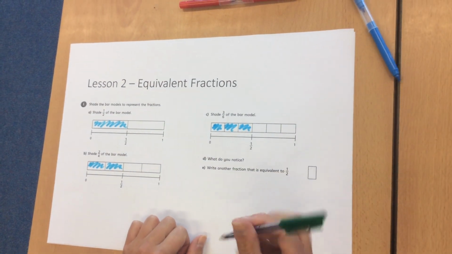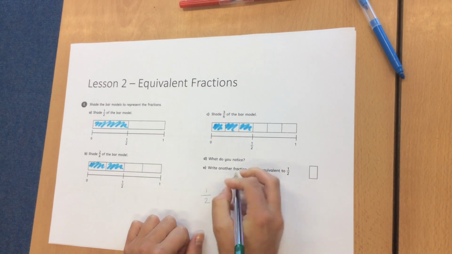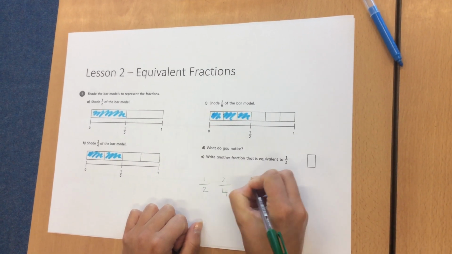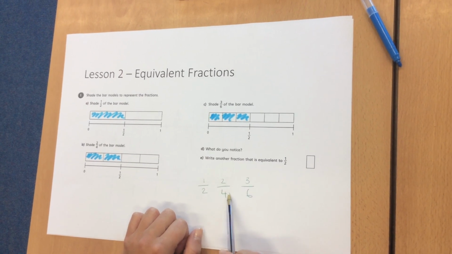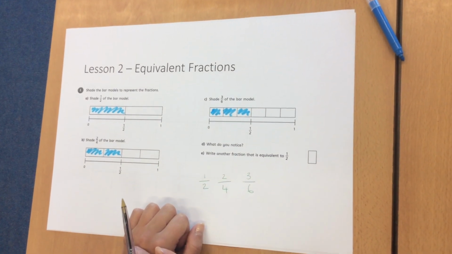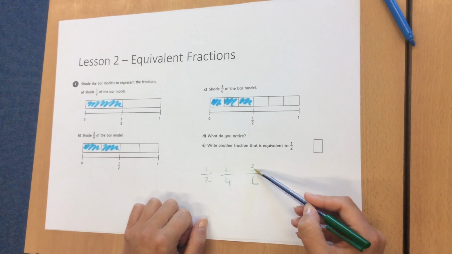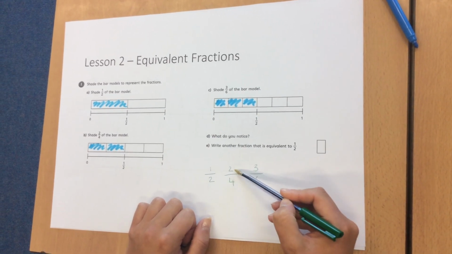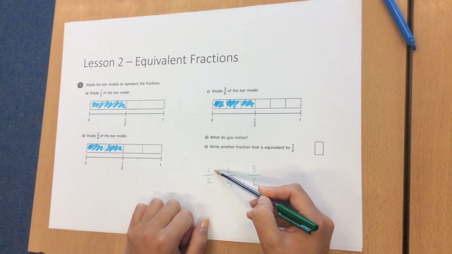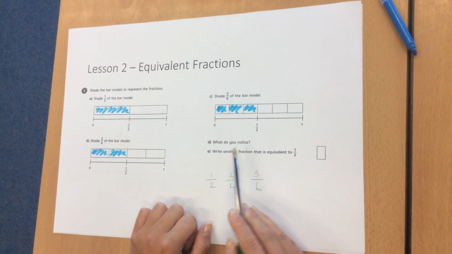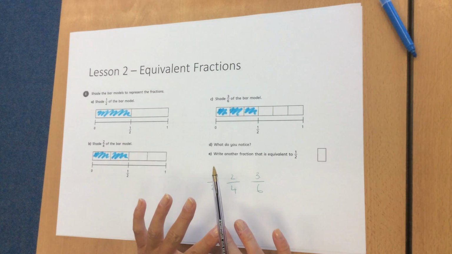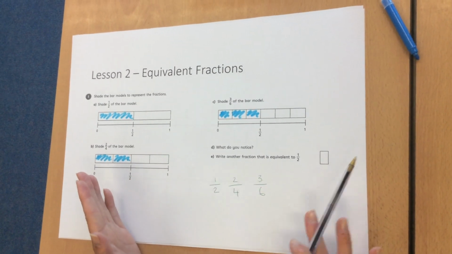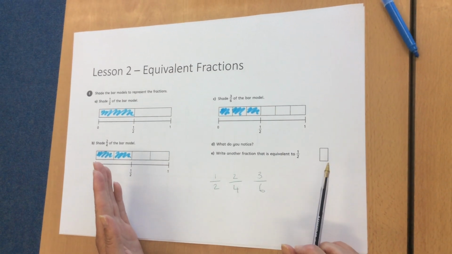I'm going to write all these fractions out to see if you can spot anything about these numbers. 1/2, 2/4, 3/6. Well, actually, if you look, 3 is half of 6, 2 is half of 4, 1 is half of 2. Write another fraction that's equivalent to 1/2. You can pick any number.